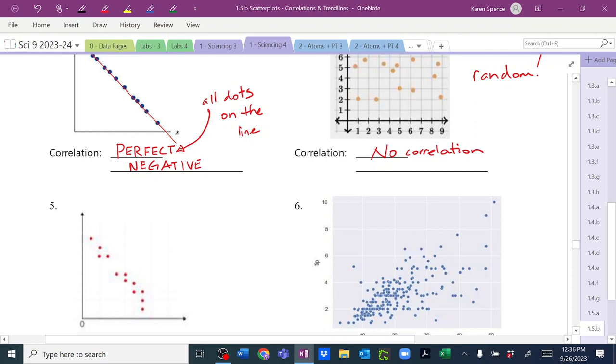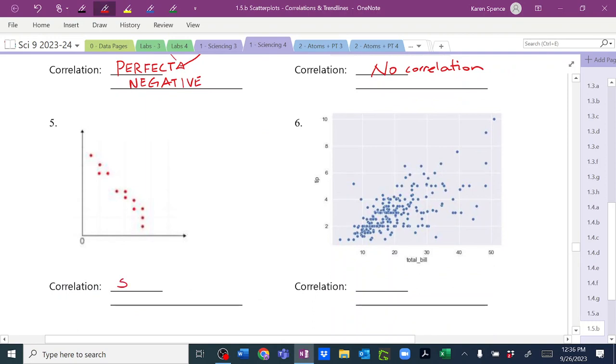Number 5. Strong, definitely. It is strong and it is negative. Is there another word we could use if we wanted to instead of strong? We could use high. Number 6, weak, positive.